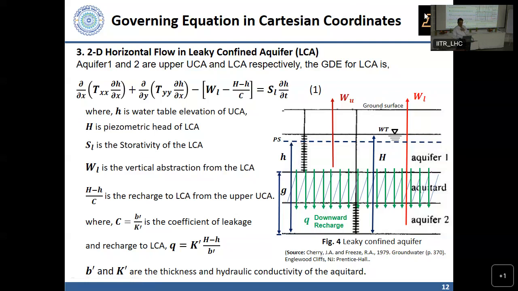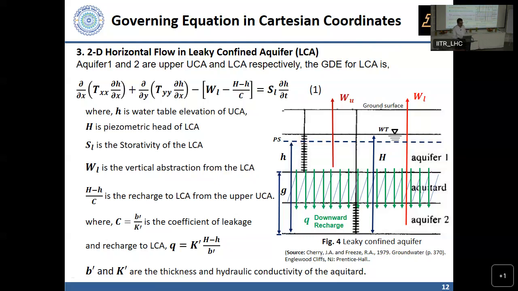So capital H on the top, small h on the bottom. So H minus h divided by C, where C is simply B prime over K prime. B prime is the thickness of the aquitard and K prime is the conductivity of the aquitard. So this leakage rate is also governed by Darcy's law, but it's occurring in the vertical direction. The head difference is capital H minus small h. The distance through which water is traveling is B prime, the thickness of the aquitard, and K prime is the conductivity of the aquitard.